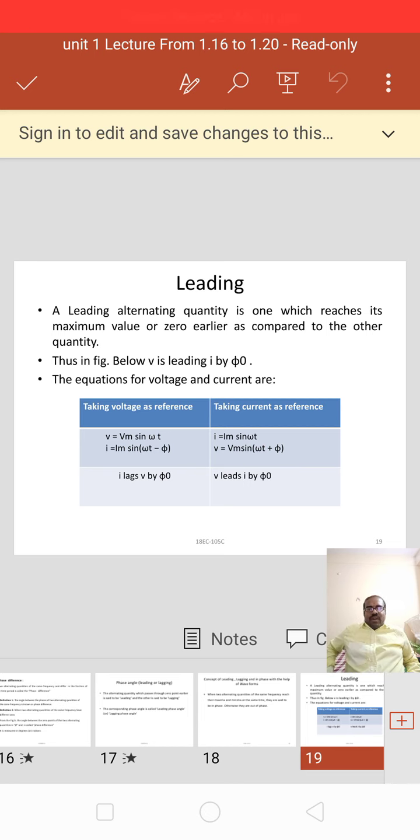Now for current value, I equals Im sin of omega t minus pi. It is the leading, so the lagging value is I, and the leading value is voltage. Taking current as reference, the leading value is current and the lagging value is voltage. That is, I equals Im sin omega t and V equals Vm sin of omega t minus pi. That is, I lags V by pi degrees, that is, V leads I by pi degrees. This is the leading definition concept.